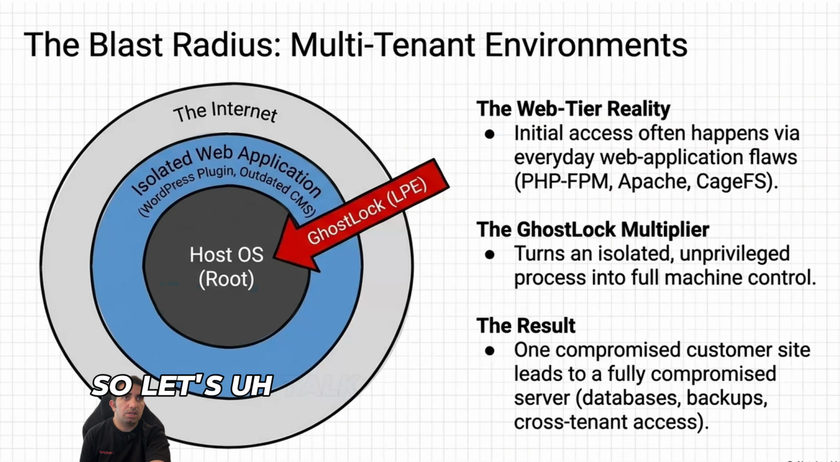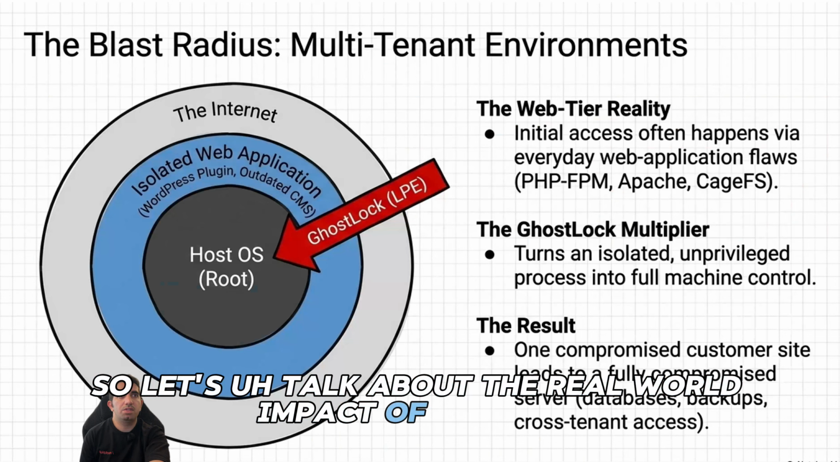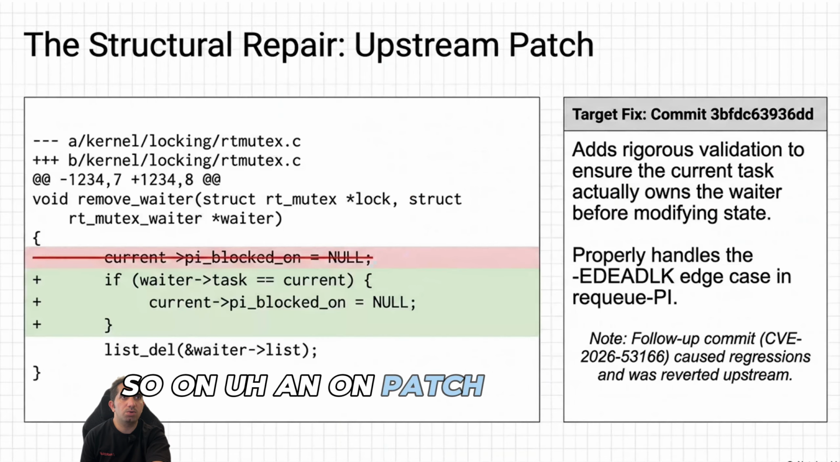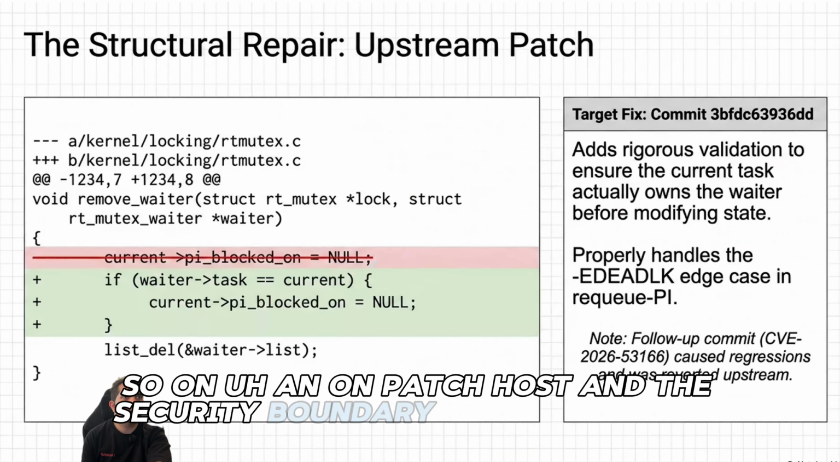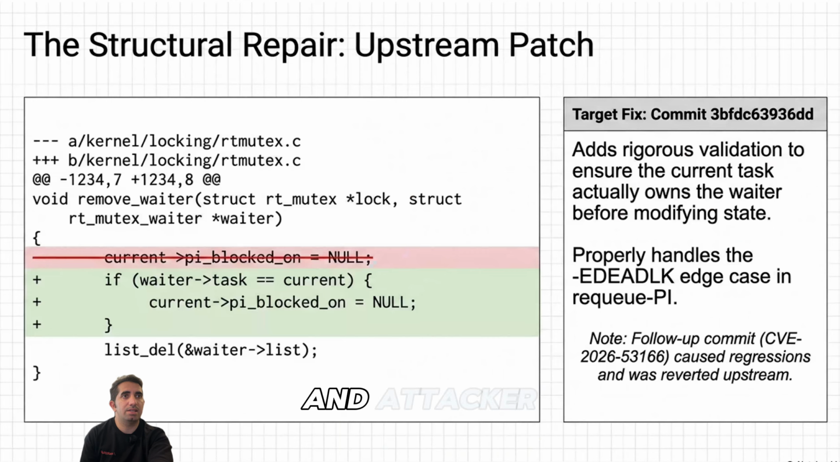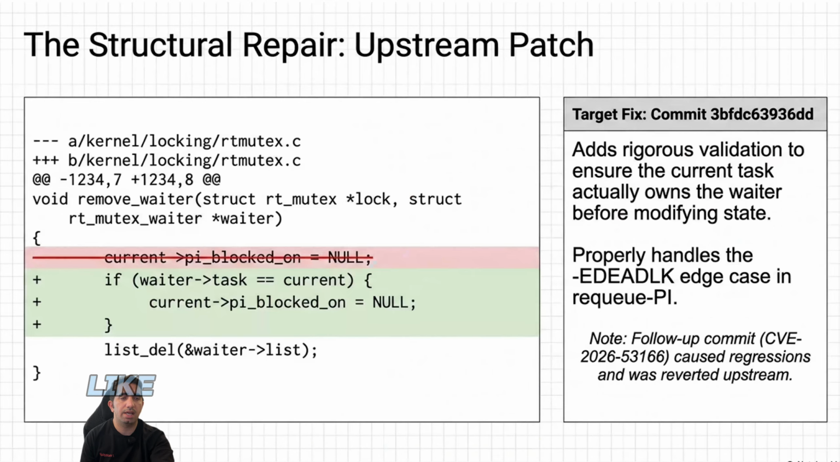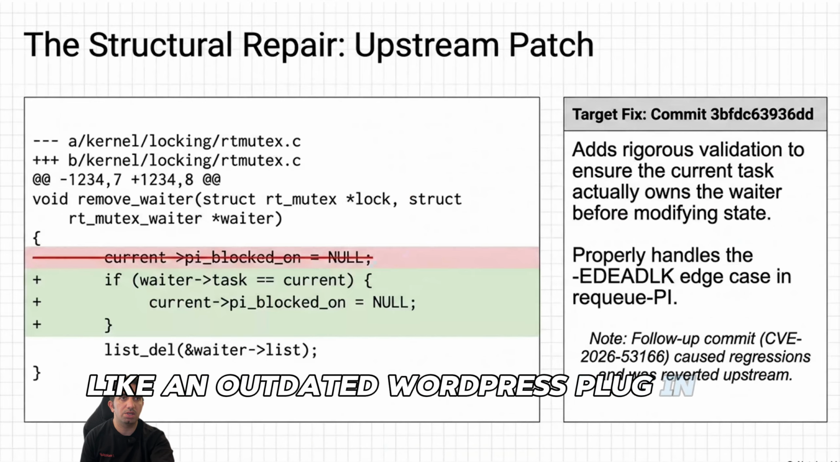So let's talk about the real-world impact of this flaw, especially in multi-tenant or shared hosting environments. On an unpatched host, the security boundary is paper thin, and attackers start by exploiting a standard web application vulnerability like an outdated WordPress plugin or a PHP-FPM vulnerability.